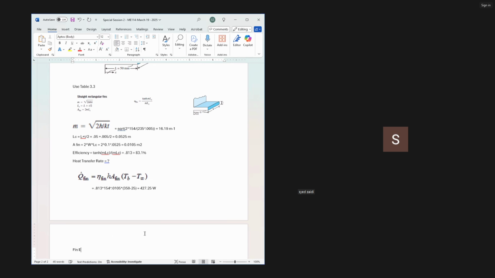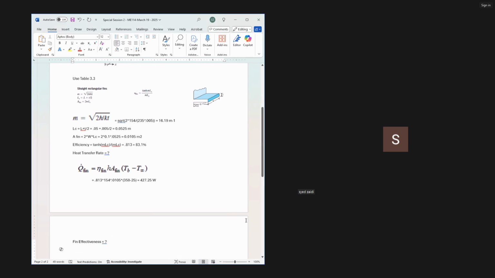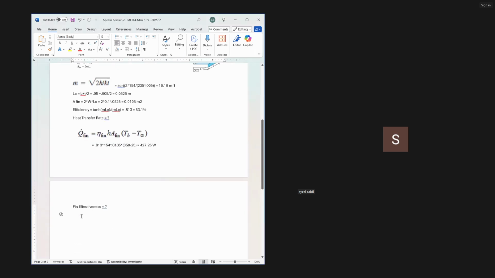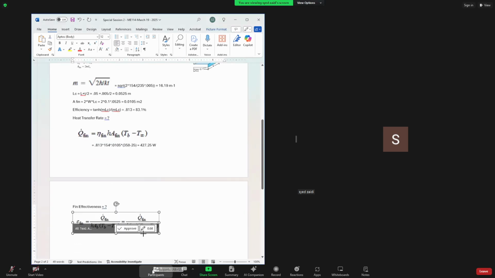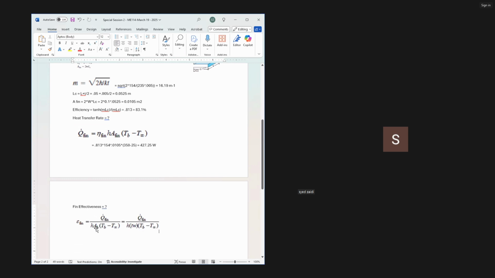Now the next step is he's saying find fin effectiveness, which is epsilon. In that case, the formula is again given in the book. You should have that formula here. Remember that we put two formulas there, and these relationships are important. Basically, your fin effectiveness is Q dot over h times area of base. Remember, the area of the fin is used when you calculate Q dot. When you calculate the fin effectiveness, this area is the area of the base.